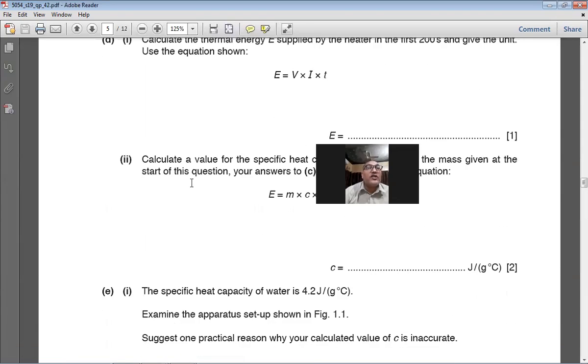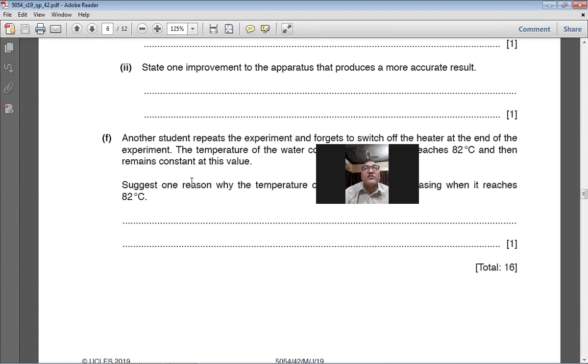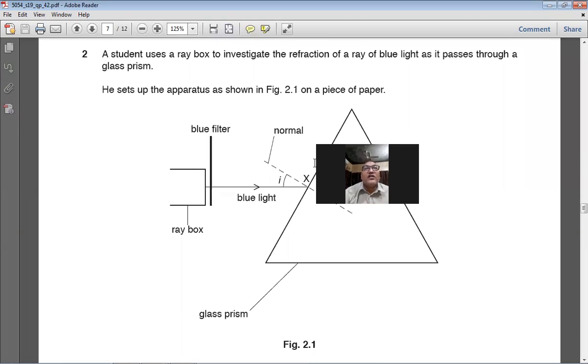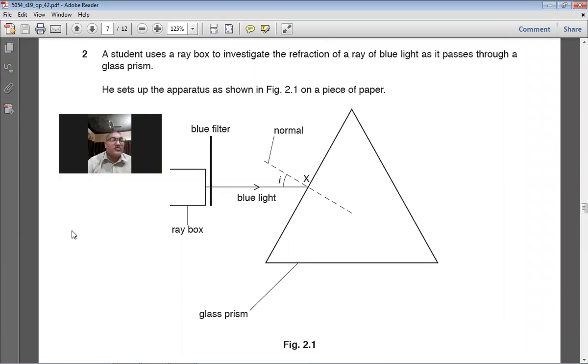The next question coming up on your screen; these are the questions. Question 1 is done. Now we are going to question number 2. A student uses a ray box to investigate the refraction of a ray of blue light as it passes through a glass prism. He sets up the apparatus as shown in figure 2.1 on a piece of paper. They have put the prism on the paper and marked its boundary. Blue light is coming, striking this face, and it will enter the prism. This is the angle of incidence.